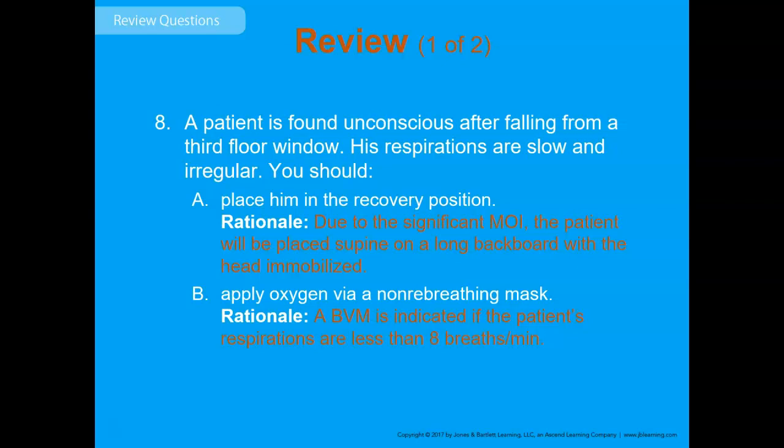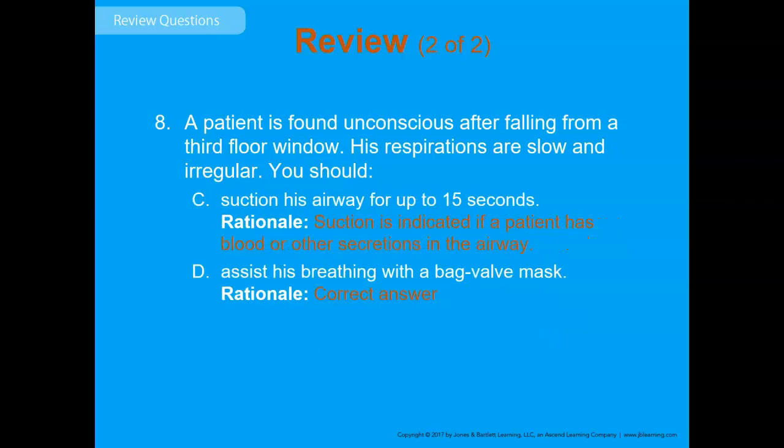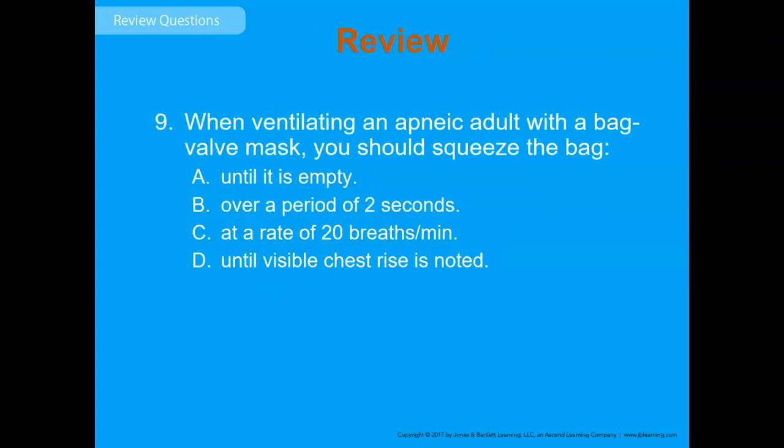So recovery position due to significant MOI, what was that? Mechanism of injury. The patient will be placed supine on a long board with the head immobilized. Apply oxygen. Well, a BVM is indicated if the patient's respirations are less than 8, not necessarily a non-rebreathing mask. We're going to probably need more than that considering that he was sick. And then C, suction his airway. It's indicated if you have a reason. Right here, we didn't really have a reason. Assist his breathing with a BVM. Yes. Okay, you guys talked me into it.